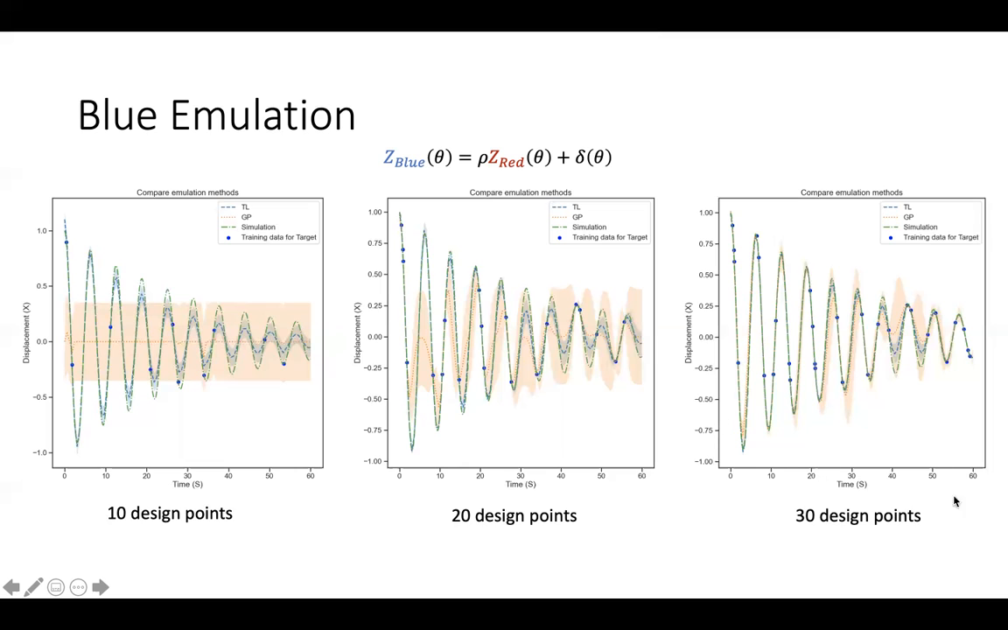And interestingly, in this last plot, we can see that even with 30 design points, the transfer learning methods still outperform the Gaussian process methods. If you look at here, the orange line is still further away from the green line, which is the true simulation output, and the uncertainty bands are still way bigger than the transfer learning uncertainty bands. So this is very promising.